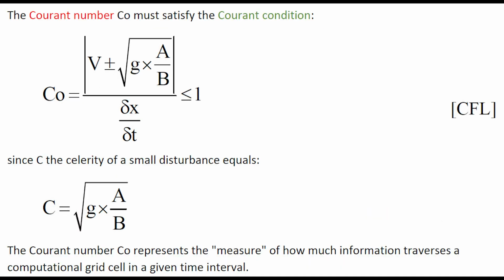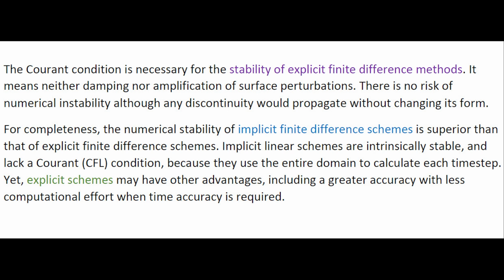The Courant number must satisfy the Courant condition, and the Courant number represents a measure of how much information traverses the computational grid in a given time interval. The Courant condition is necessary for the stability of explicit finite difference methods, such as the Hartree method. It means neither damping nor amplification of surface perturbation. For completeness, the numerical stability of implicit finite difference schemes is superior, yet explicit schemes do have some advantages.